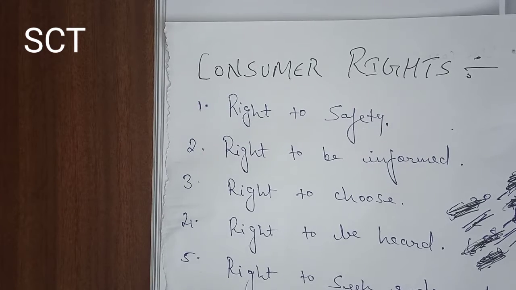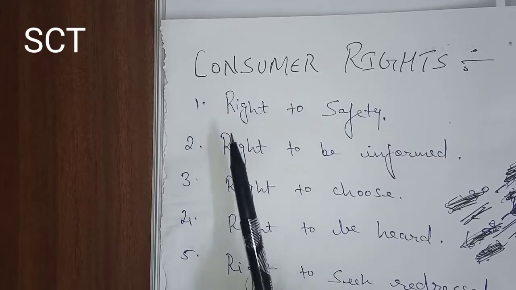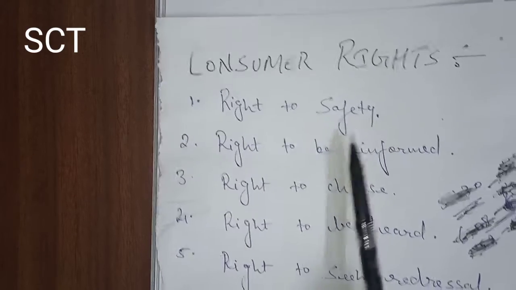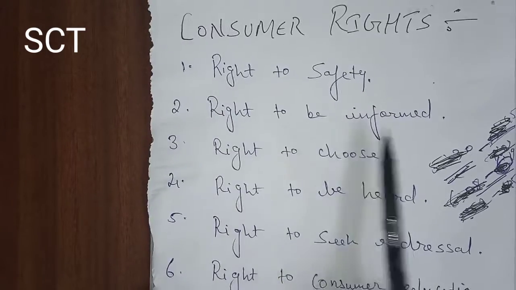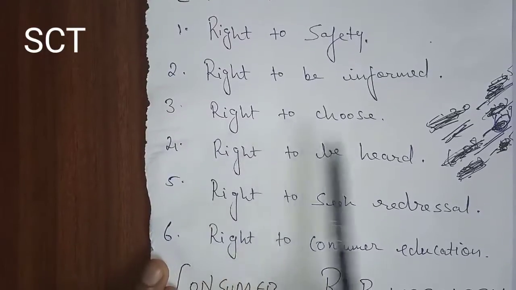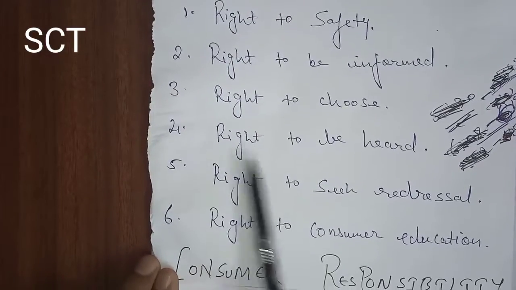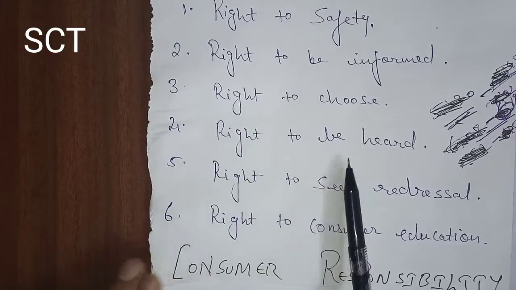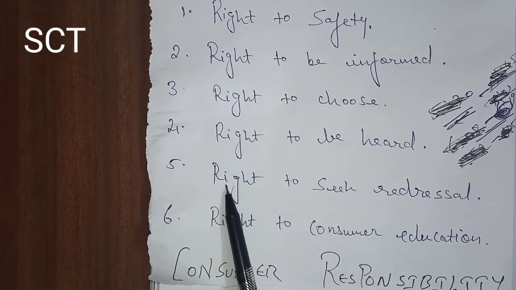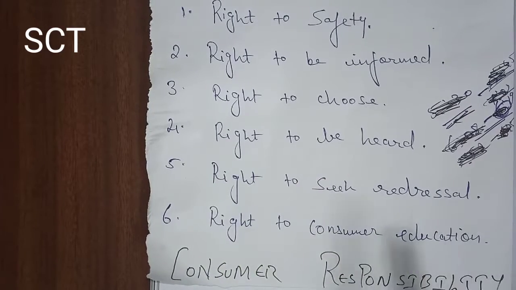So there are 6 consumer rights which are available to the consumer. We are going to study those consumer rights one by one. The first right, consumer right to safety. Second right, right to be informed. The third, right to choose. The next one, right to be heard. The fifth one, right to seek redressal. The sixth one, right to consumer education.